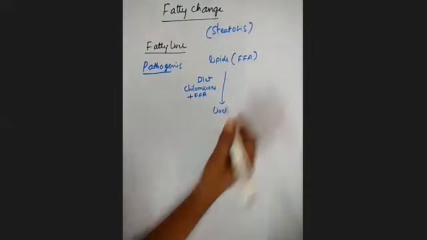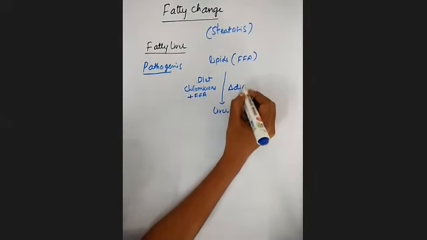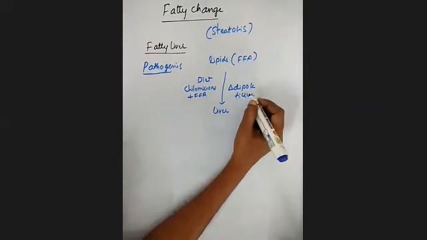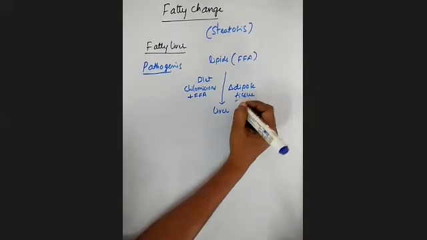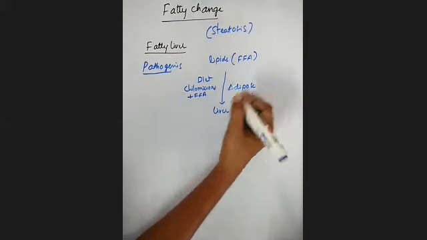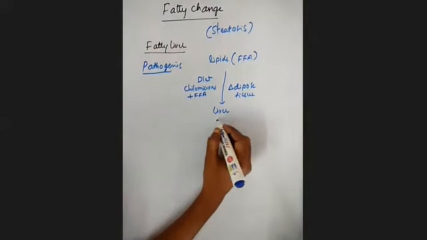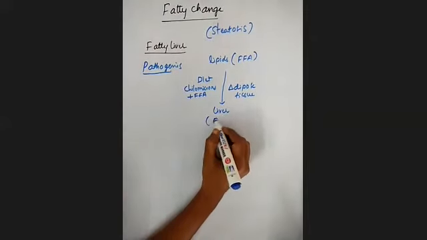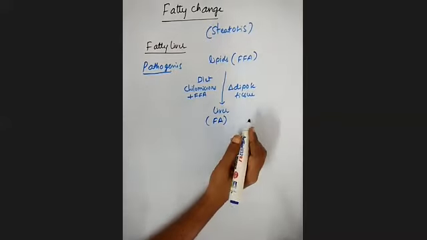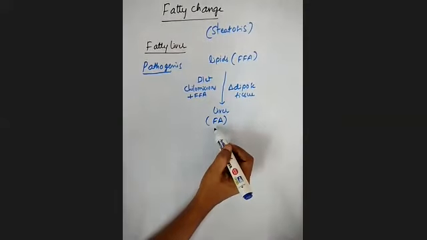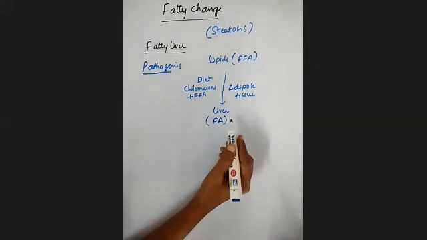liver. And the next one is with the help of adipose tissues, that means the adipose tissue present inside our body. With the help of this adipose tissue also, free fatty acids finally enter inside the liver. Next, what happens? Through these two sources, the fatty acid has finally entered inside the liver.